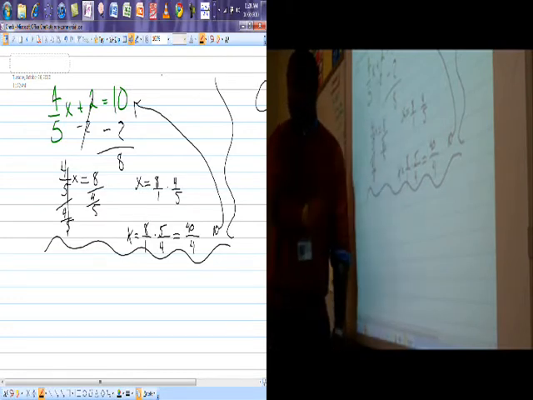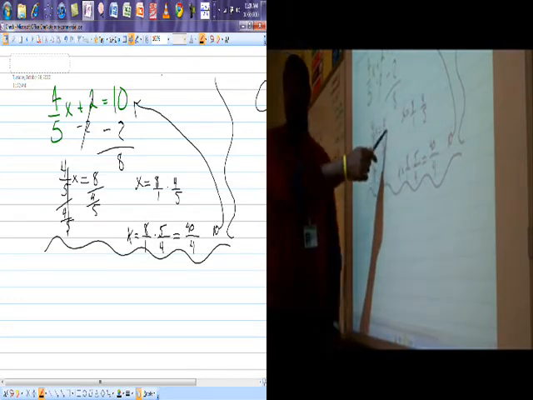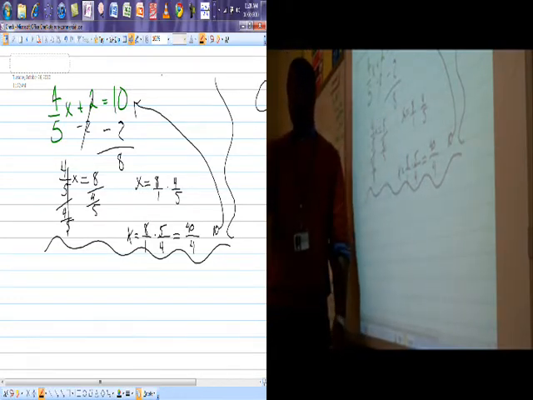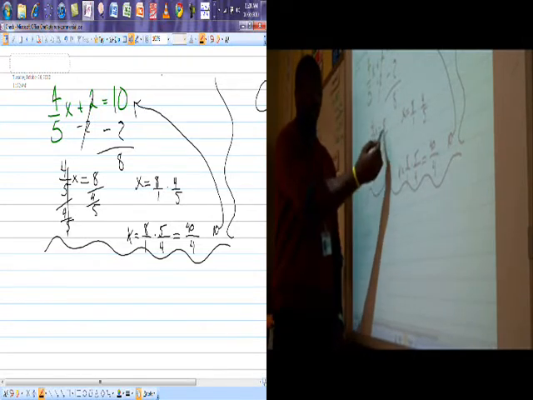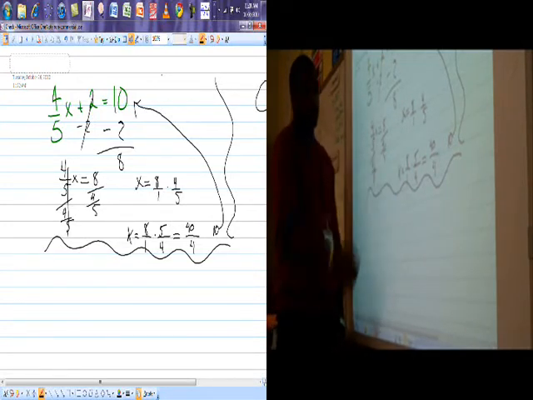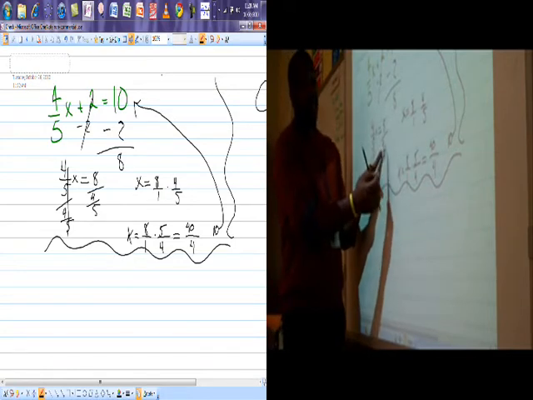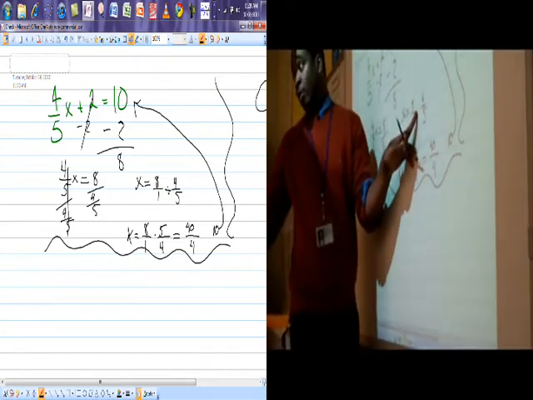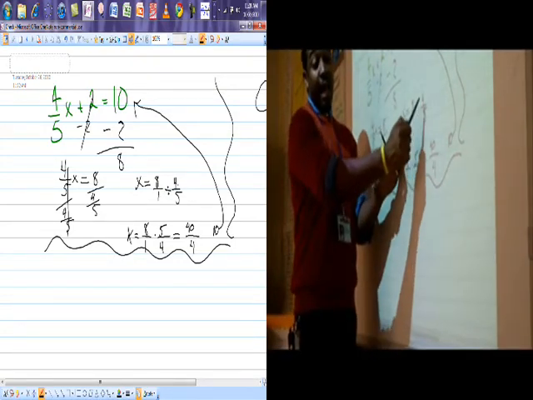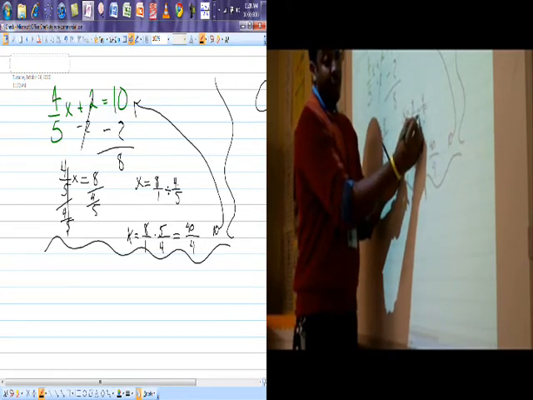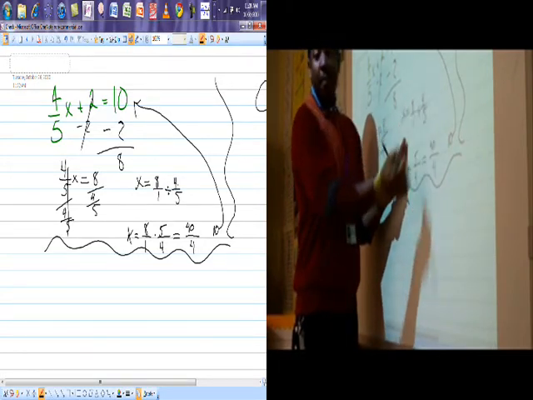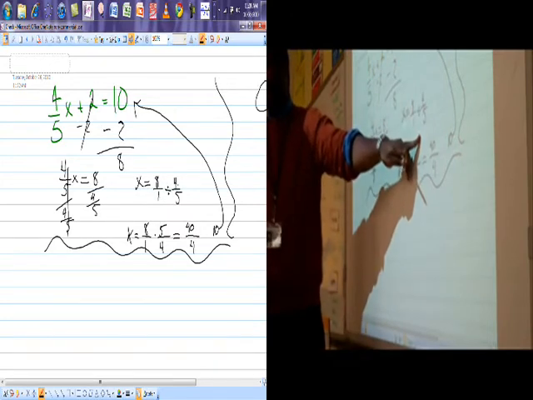Subtract 2 on either side, we get 8. So 4/5 x equals 8, right? You with me so far? Divide both sides by 4/5, okay? 8 divided by 4/5 is right here. Here's one mistake. This looks like 8 times 4/5. Make it look like division. 8 divided by 4/5 is here, okay?